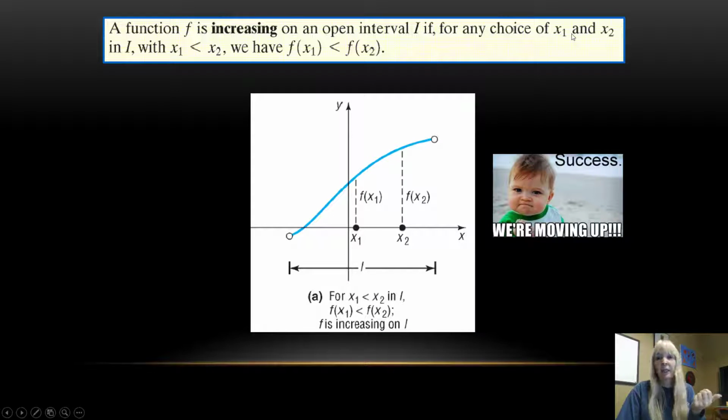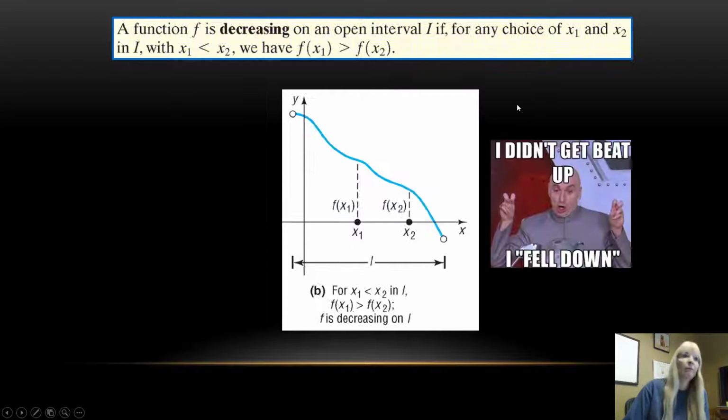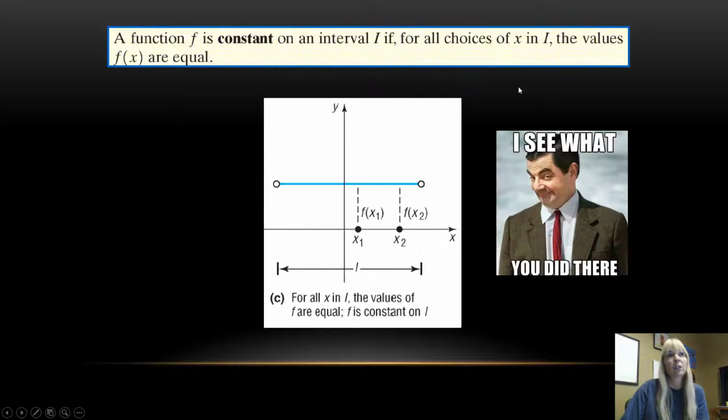I understand this x1 and x2 because those are just values here, where x1 would be to the left since it's less than. All this is saying is if I go up to the function, f of x1 and then f of x2, this one would be lower. So that is the definition of an increasing function. Same for decreasing, except now I would see f of x1 is greater than f of x2. And for constants, they stay the same.